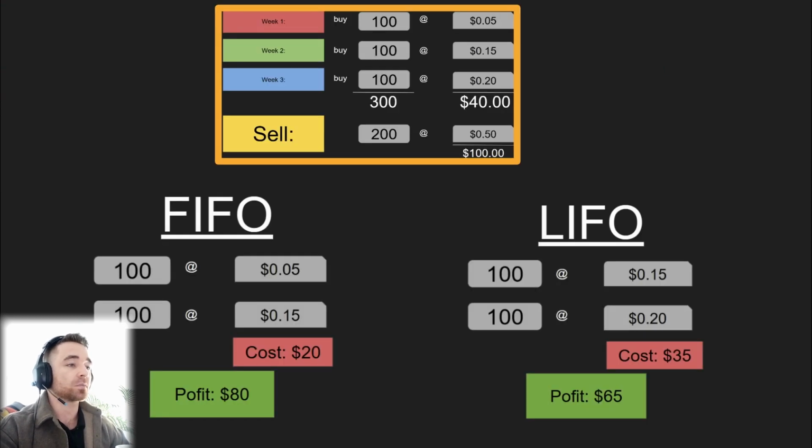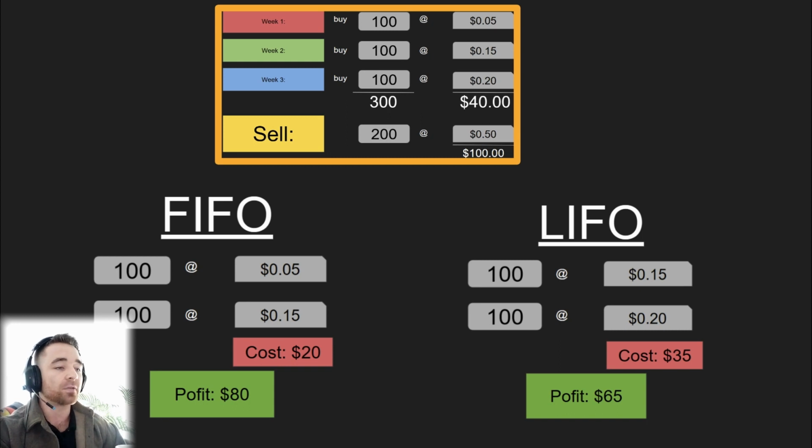So the facts up the top of the screen are the same. That is what happened. But depending on if we use first in, first out or last in, first out will change exactly how that looks on paper. All right. So that is a rundown of first in, first out and last in, first out. Hopefully that made sense to you and it helped to clear it up a little bit. If not, I guess we'll talk about it face to face.